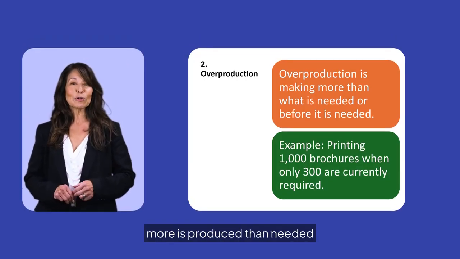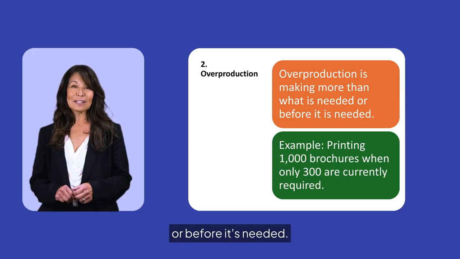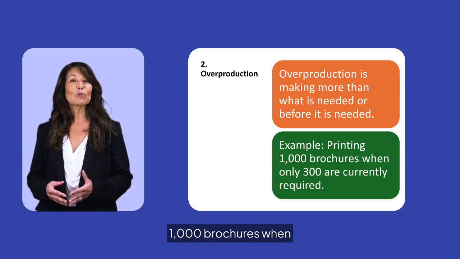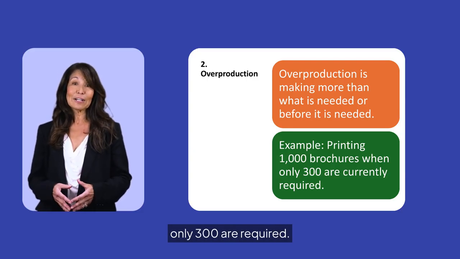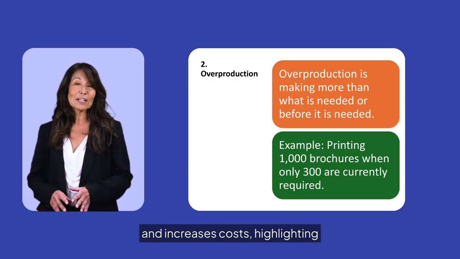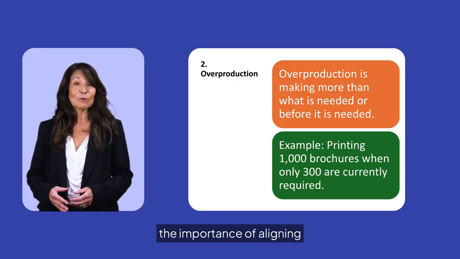Overproduction occurs when more is produced than needed or before it's needed. An example is printing 1,000 brochures when only 300 are required. This waste ties up resources and increases costs, highlighting the importance of aligning production with demand.